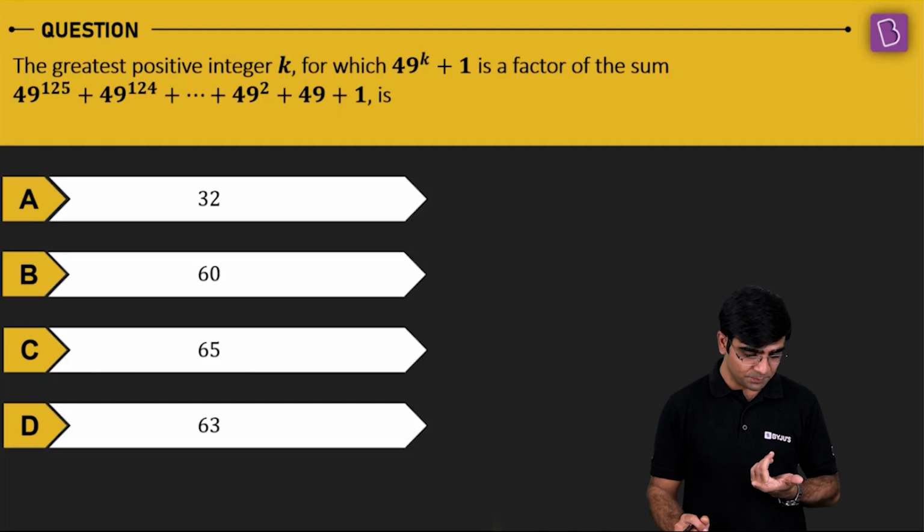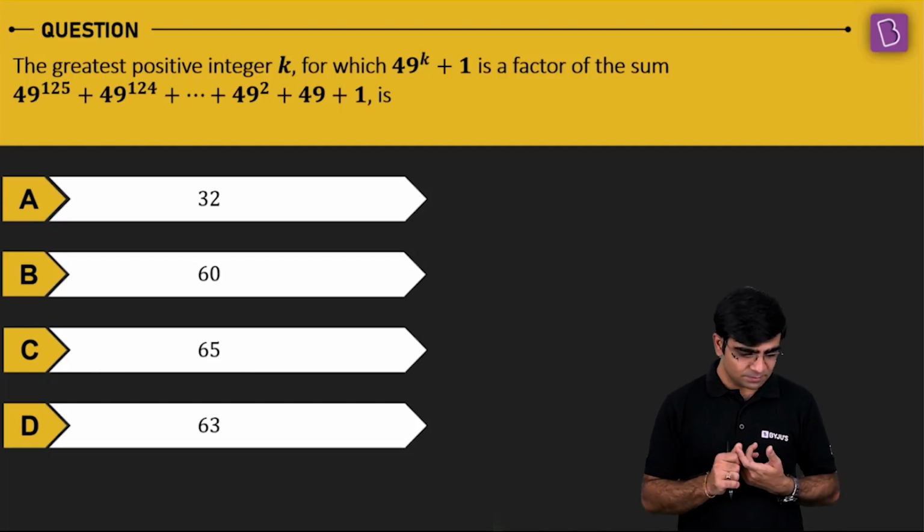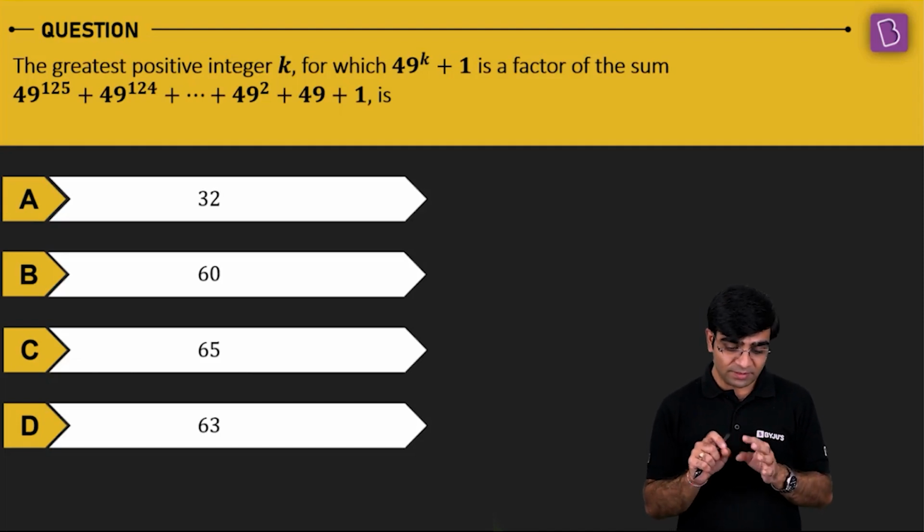The greatest positive integer k for which 49 to the power k plus 1 is a factor of the sum. That sum is given. Greatest positive integer k for which 49 raised to k plus 1 is a factor.